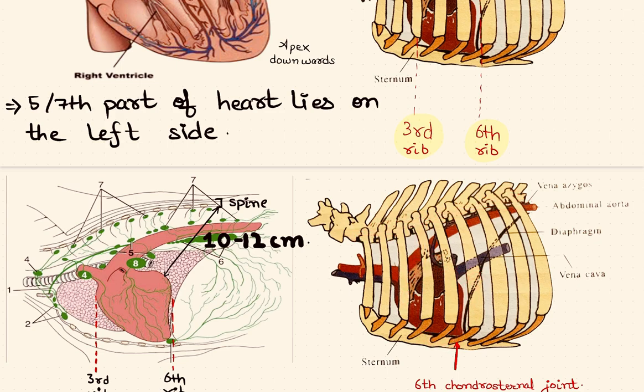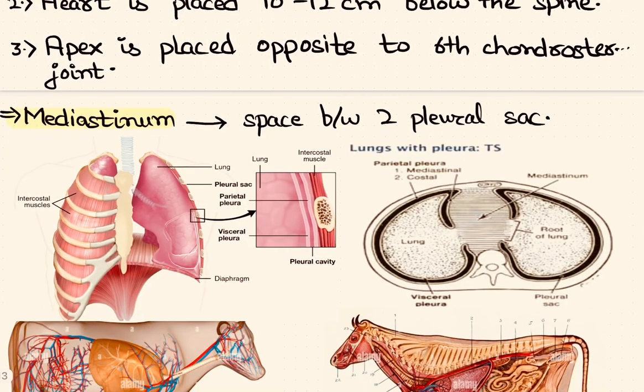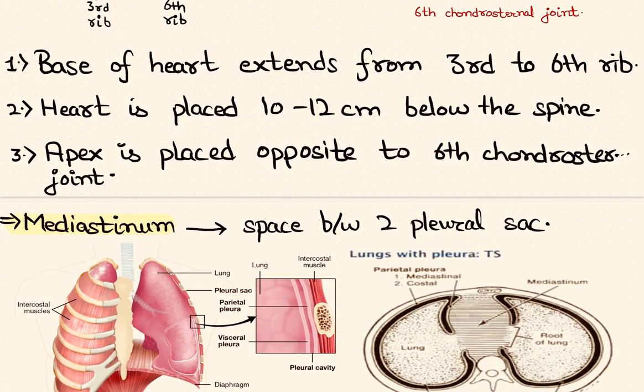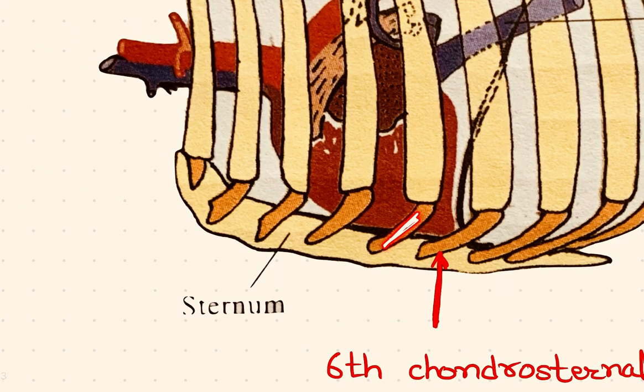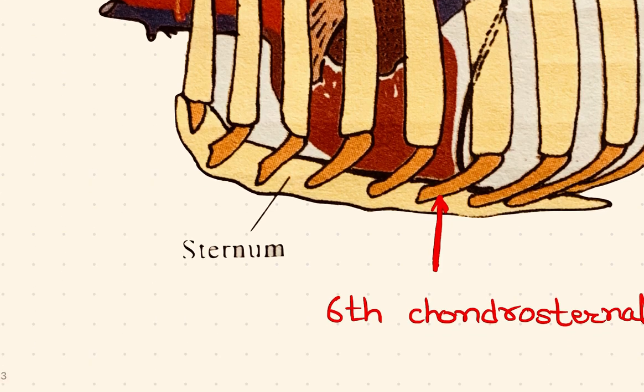So how easy it gets when we have these two things. What? It is present between the third and sixth rib, 10 to 12 centimeter below the spine. Simple. Moreover, the apex is placed opposite to the sixth chondrosternal joint. What is this chondrosternal joint? The joint between the sternum and the ribs. Chondro means ribs and sternal means sternum. So this is the sixth chondrosternal joint, and you can see the apex is just opposite to it.